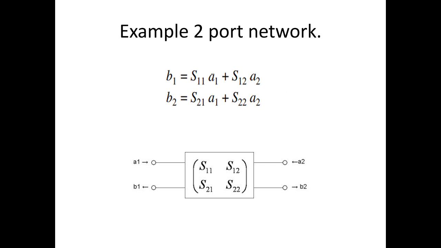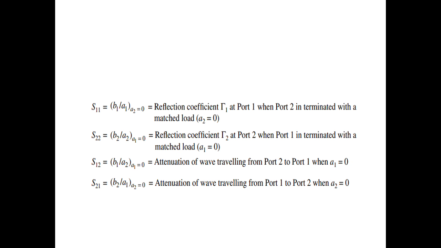Let us consider an example of a two-port network. Here, the incident waves are given by A1 and A2, and the reflected waves are given by B1 and B2. So the reflected wave B1 is going to be the reflection due to A1 and the reflection due to A2. Similarly, B2 is going to be due to A1 and A2. S11 is called the reflection coefficient of port 1. It is given by B1 by A1 when no incident wave is applied to port 2. S22 is given as the reflection coefficient at port 2 when no incident wave is present at port 1.